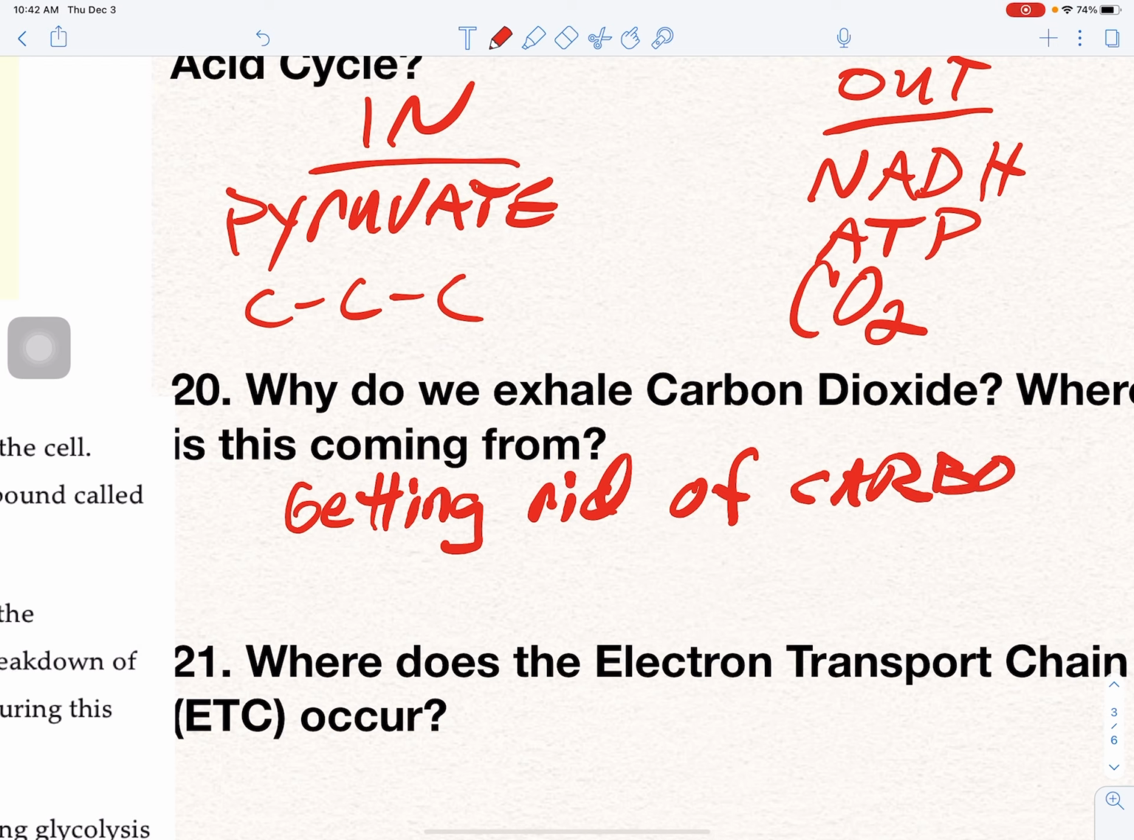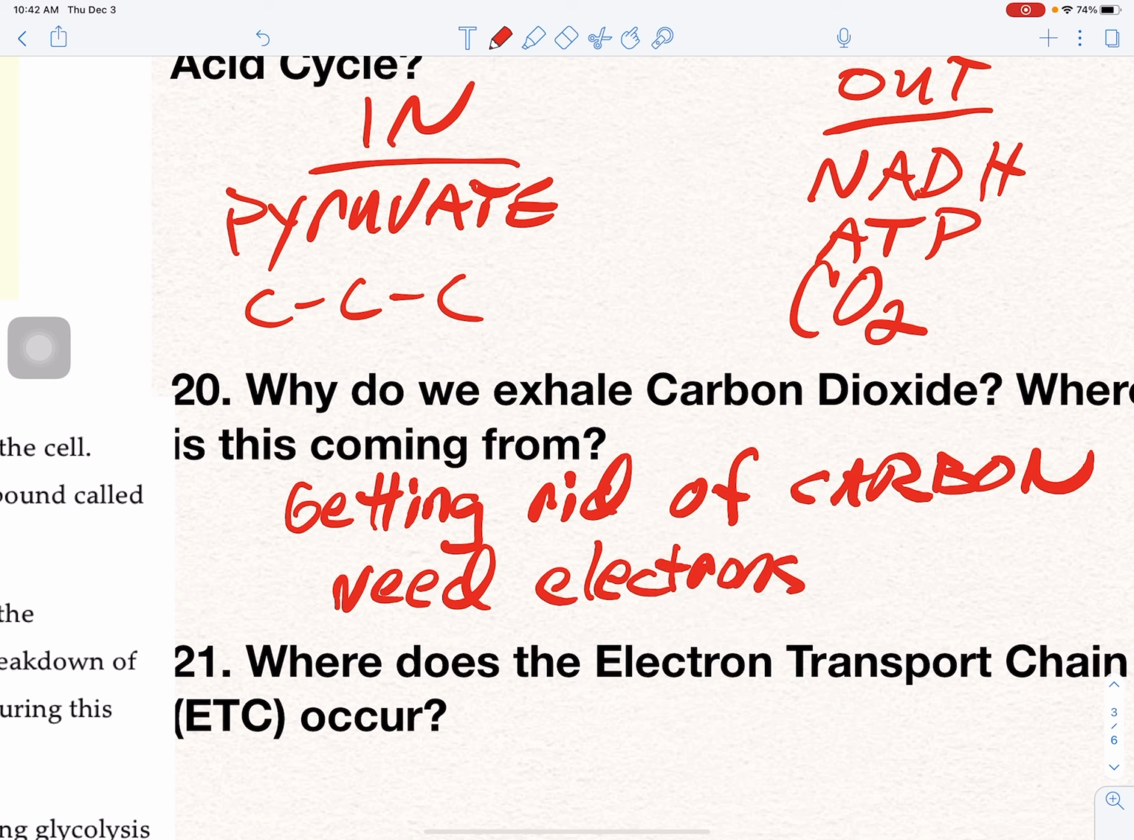So we are getting rid of carbon. We only need the electrons that were in the carbon-to-carbon bond. We're going to grab the electron, throw away the carbon.